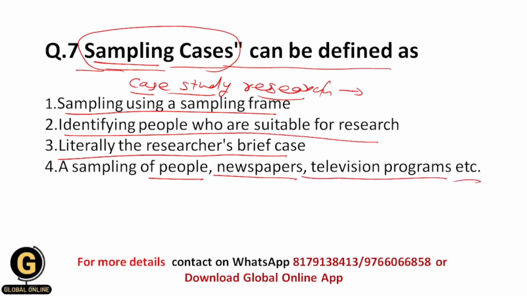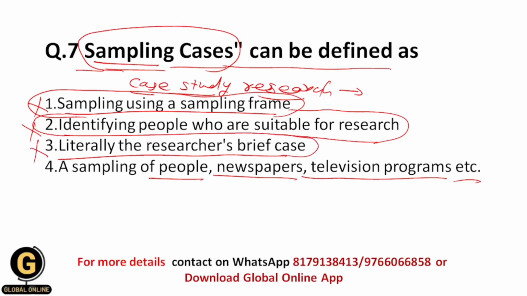So in the first, sampling using a sampling frame, as the statement suggests, it is not the sampling cases because there is nothing here that we can use as our samples or as the cases. So this is eliminated. Identifying people who are suitable for research is also not sampling cases because it is the method of identifying people who are suitable for research. So this is also eliminated. Third is literally the researcher's briefcase. No, this is also incorrect.